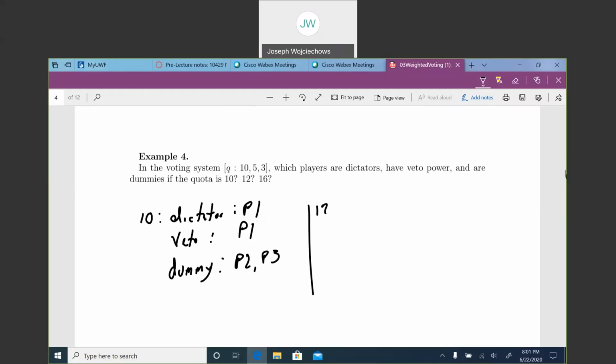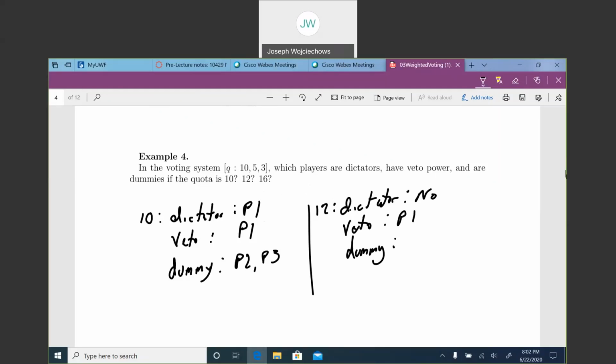Now, with a quota of 12, we have a dictator? And no, we don't. Nobody has a power of 12. How about veto power? Well, if player 2 and player 3 vote for it, that gives them a total of 8. So it cannot pass without player 1.